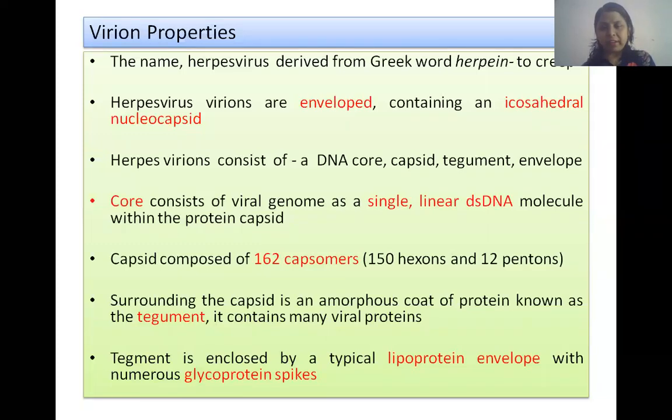These viruses are enveloped, having icosahedral symmetry, and have four distinct morphological structures: core, capsid, tegument, and envelope. The core is the DNA, a single linear double-stranded DNA. The capsid consists of 162 capsomeres, and a tegument surrounds the capsid, which contains many viral proteins. The tegument is enclosed by a lipoprotein envelope, which has glycoprotein spikes.